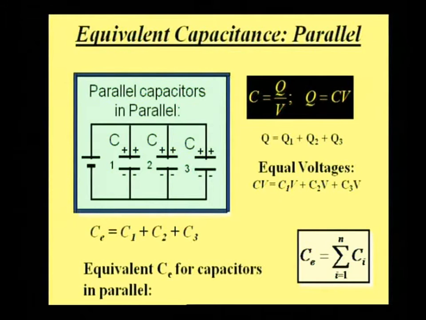Here there are three parallel plate capacitors, so n becomes 3, and we can write CE equals sigma i equals 1 to 3 of Ci, that is, C1 plus C2 plus C3.